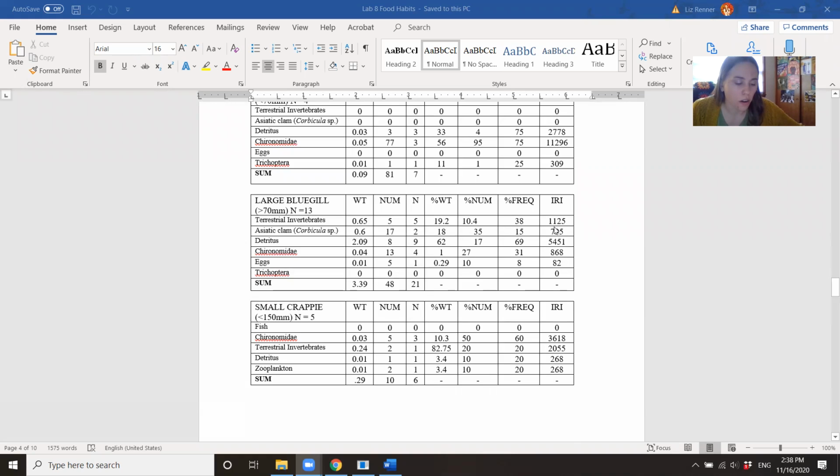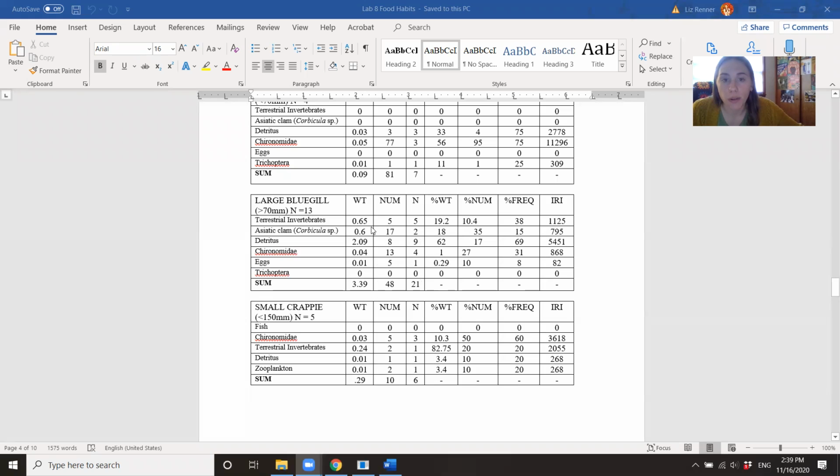And so we've got terrestrial invertebrates at 0.65 grams, we've got Asiatic clams at 0.6, 2.09 for detritus, chironomids, we've got 0.04 grams, 0.01 grams eggs, and no grams of trichoptera. These are the numbers of each of those diet items across all 13 of the large bluegill individuals. These are the number out of the total that had that particular type.